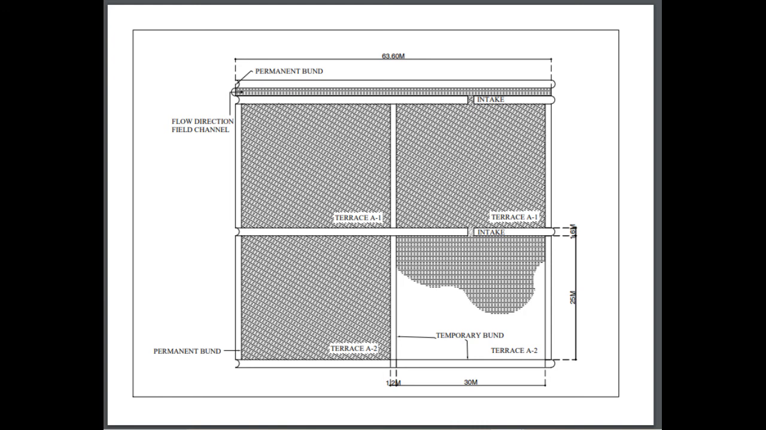So that is our design of basin irrigation. Thank you.